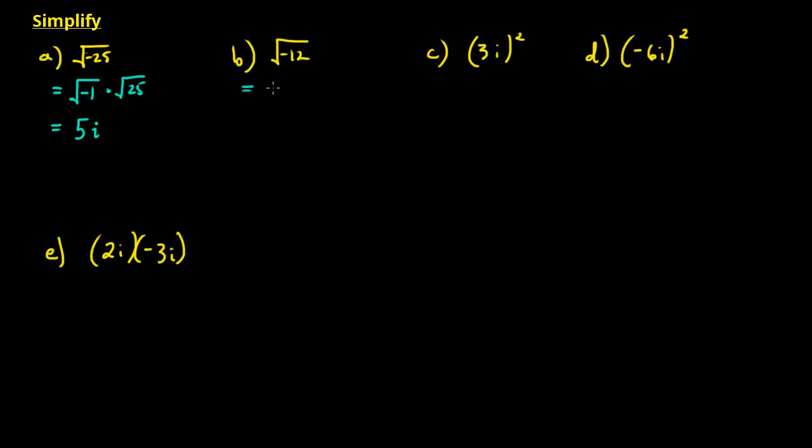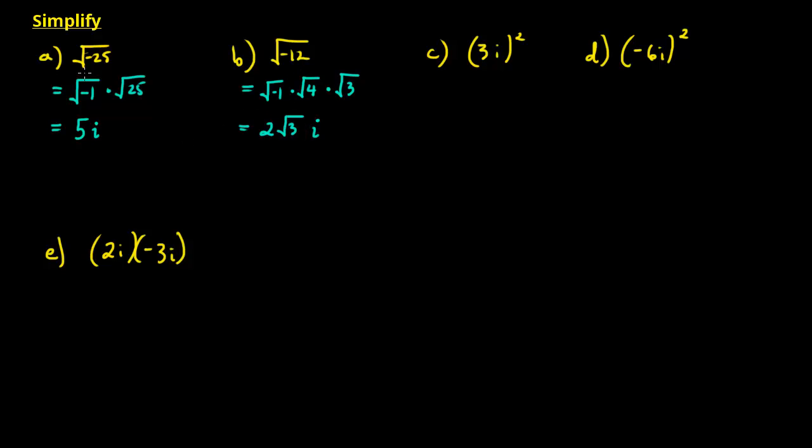The square root of negative 12 can be rewritten as the square root of negative 1 times the square root of 4 times the square root of 3. This is equal to, well, the square root of 4 is just 2, and the square root of 3 I'll leave as root 3, because 3 is a prime number, and when I take the square root of a prime number I get an irrational, so I'll keep this as root 3. The square root of negative 1 is just i. So the square root of negative 12 simplifies to 2 root 3 i.